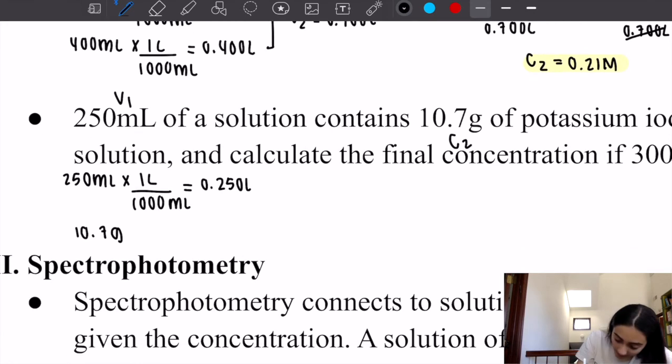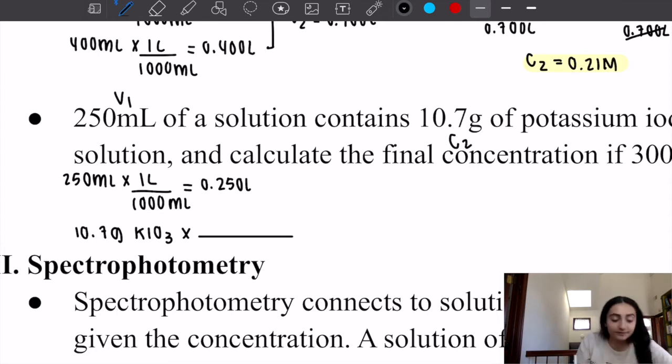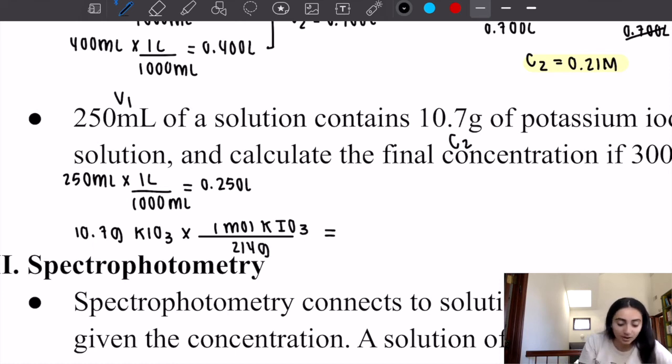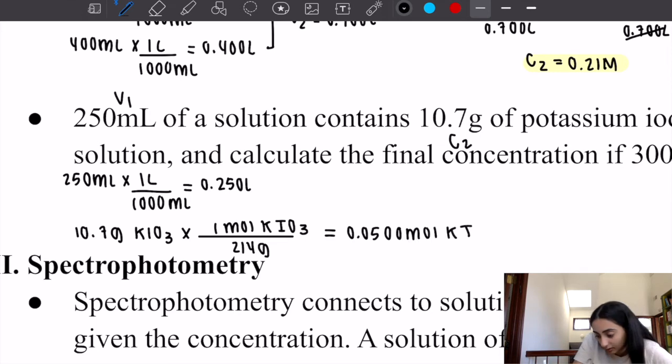That is KIO3. And the molar mass of that would be 39.10 plus 126.9 plus 3 times 16. So in 1 mole of KIO3, there's 214 grams. So I'm going to divide 10.7 divided by 214 to get 0.0500 moles KIO3.